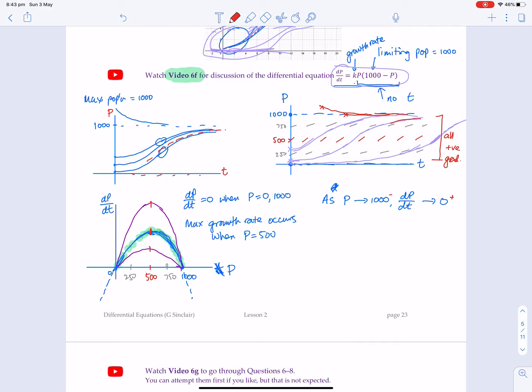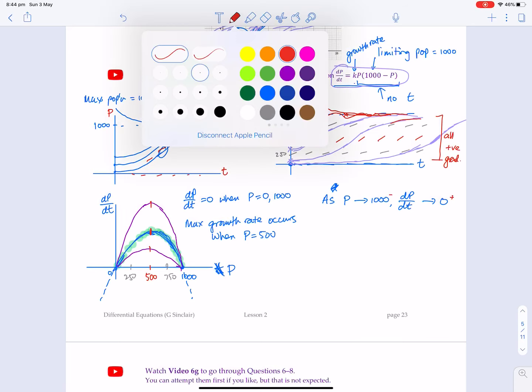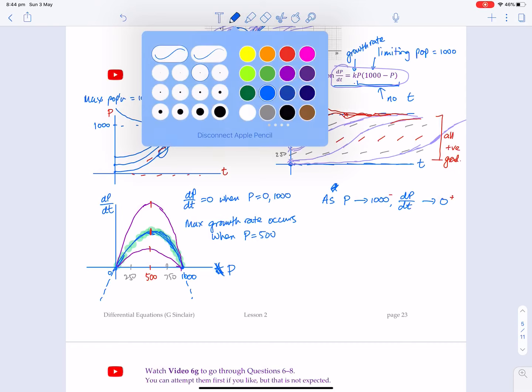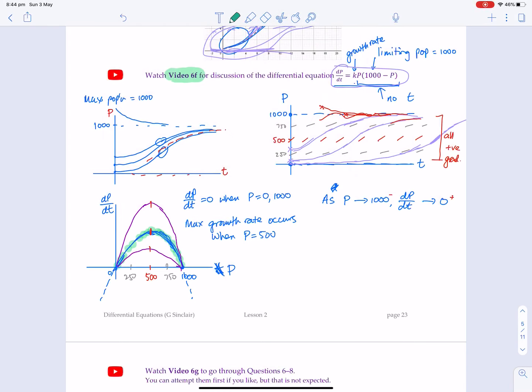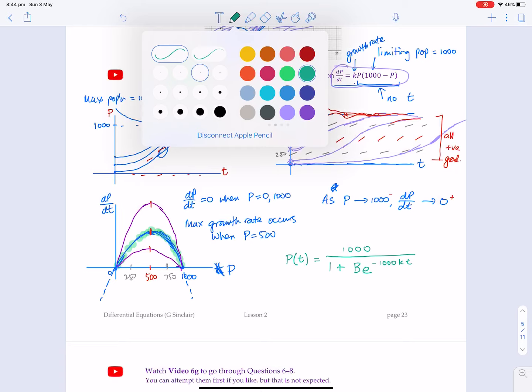Okay, I've talked about the model versus reality, so that rabbits could do something like that. All right, while I'm writing here, I'm going to write down more neatly than before the actual equation. So the population as a function of time equals, in this case, 1,000 over 1 plus capital B e to the negative 1,000kt.